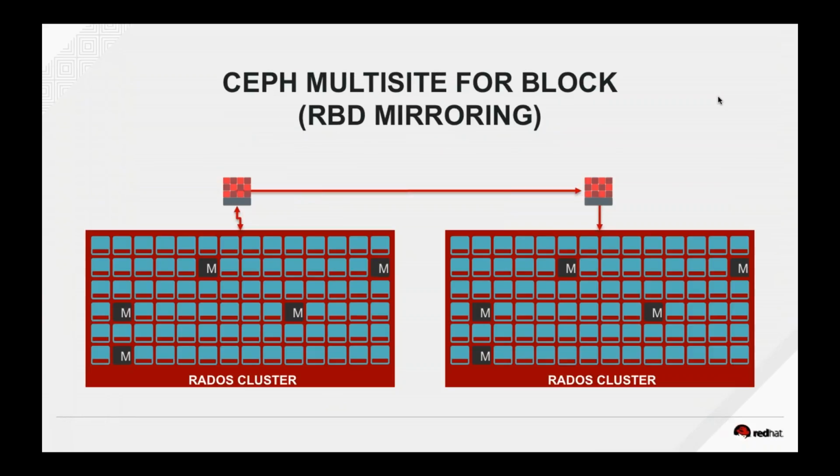Moving on to site-specific replications in Ceph multi-site. For block storage, we have something called RBD mirroring. RBD mirroring ensures that whatever is being changed in a block device gets replicated across sites in an asynchronous format, so that the data is also available on the DR side. This is predominantly a DR requirement which will fulfill this specific aspect.